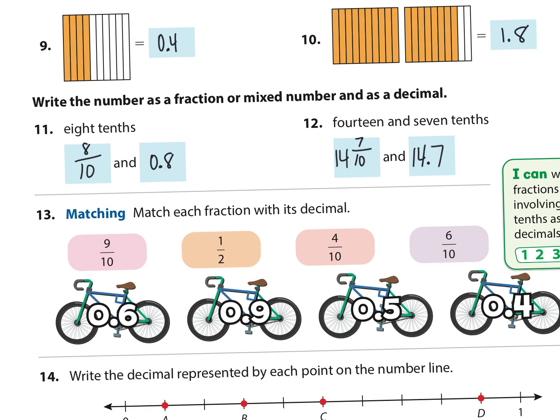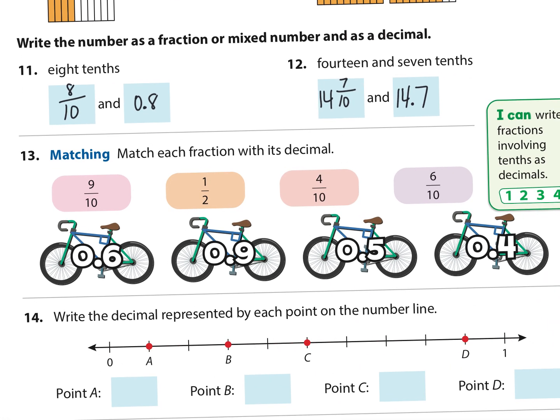Beautiful. Okay. Number 13 is matching. So I'm matching the fraction to the decimal. 9/10 goes to which bicycle? First, second, third, or fourth? Second. Very good. 1/2 goes to? Third. Ooh, tricky. 4/10 goes to? The last one, and then the very last 6/10 goes to the first bicycle.